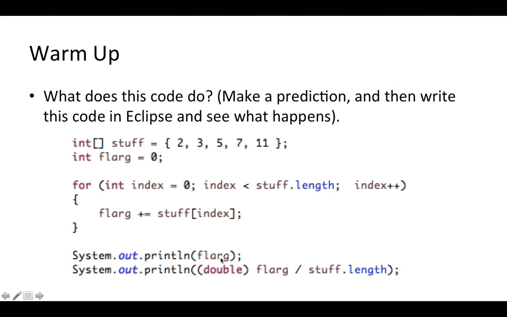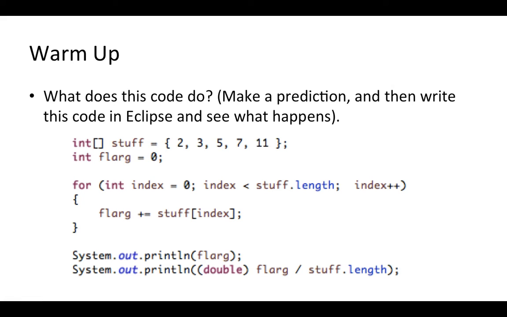So we print out this total, and then this whole double flarg divided by stuff.length. Well, a total divided by the number of elements, that's simply just going to be the average. A question I would ask you to consider is, why did I use an explicit cast of a double here?